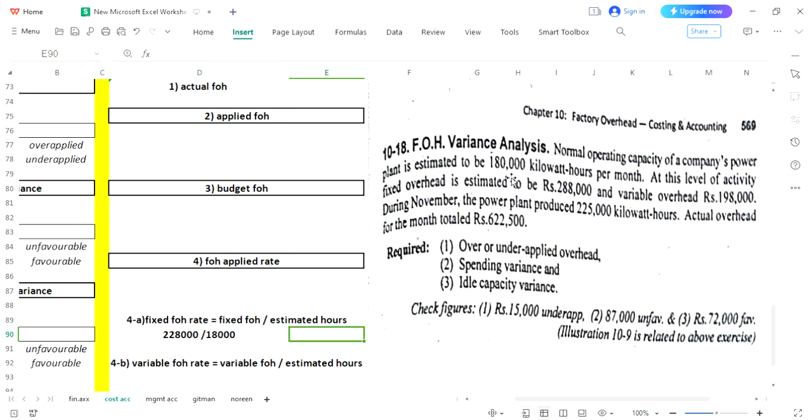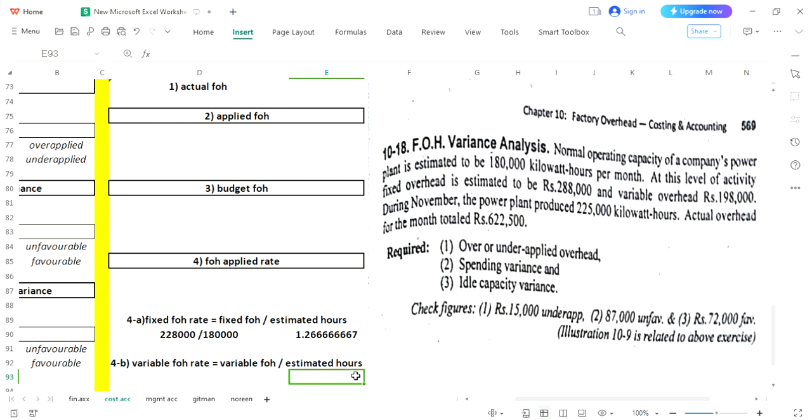This is your statement, and now what you will write on the calculator: 228,000, and it would be divided by 180,000. Okay, so we have got our first answer. This is the fixed FOH rate. So how had we calculated it? By dividing 228,000 over 180,000. All right. The fixed FOH rate is calculated how? We have divided fixed FOH by estimated hours. Here fixed FOH was written 228,000 and normal hours were 180,000. The first rate has been calculated.